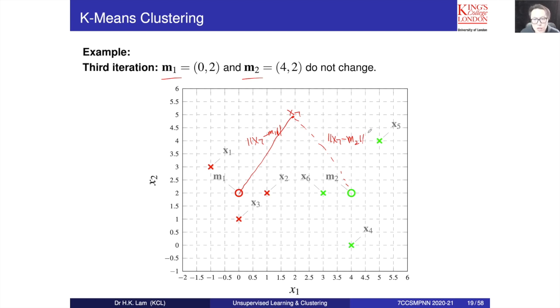For example, this one gives you 6, this one gives you 8, and so we are going to say that X7 belongs to cluster 2. Okay, what happens if they happen to be the same? In that case, we have to apply some policy. Maybe we are going to randomly assign X7 to be one of these two classes.